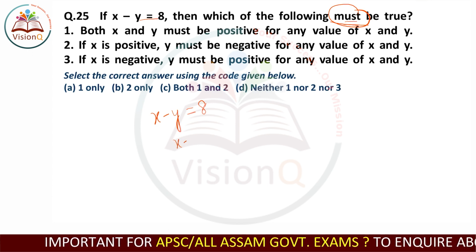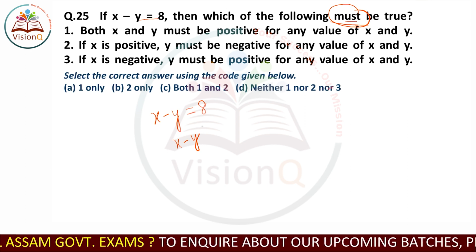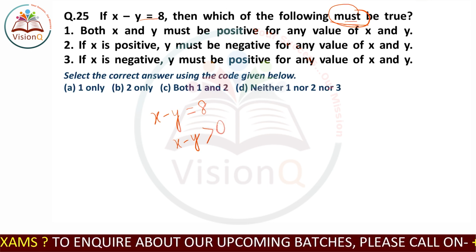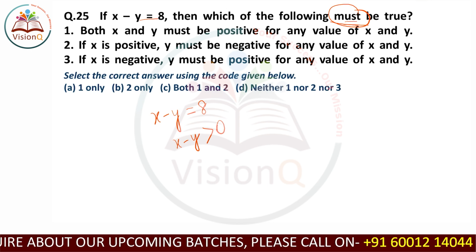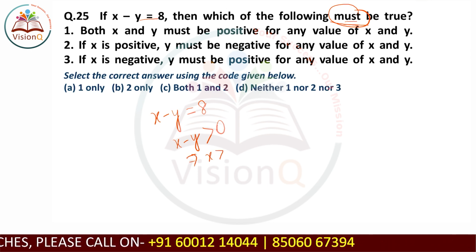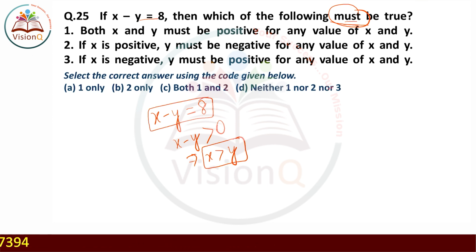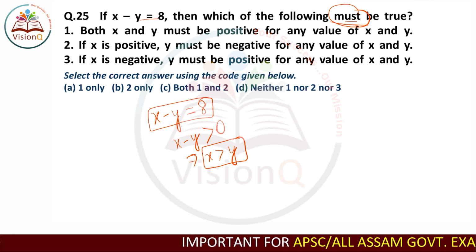Now we know 8 is greater than 0, isn't it? 8 is a positive number. That is, x minus y should be greater than 0 because 8 is a positive number. So from this I can say that x should be greater than y, and x minus y, that is the difference of x and y, should be 8. Now I just need to see which statement follows these two conditions. That will be the answer.